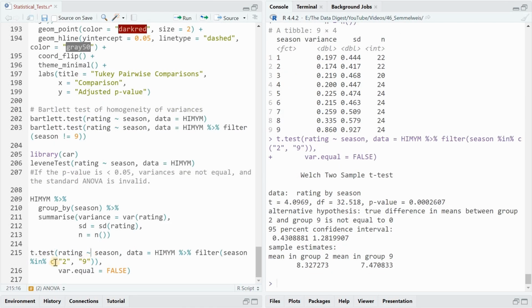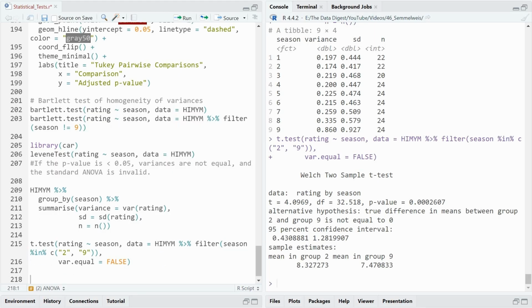Nonetheless, when we do a t-test comparing season 2 and 9 with var.equal being false, it still comes out significant. Based on 46 episodes, the rating difference is big enough to claim that those are significantly different. And in my dedicated video about ANOVA, I tell you how you can deal with unequal variance.